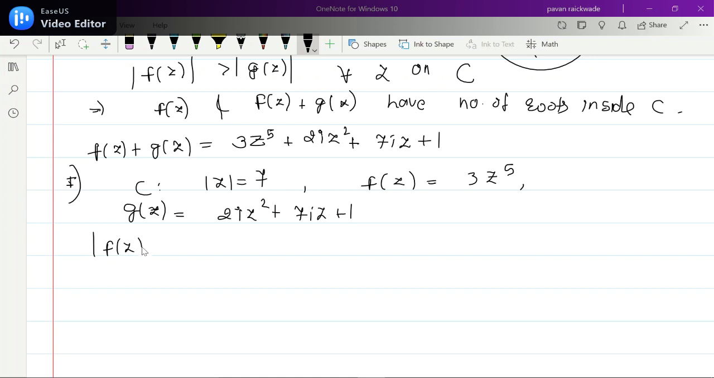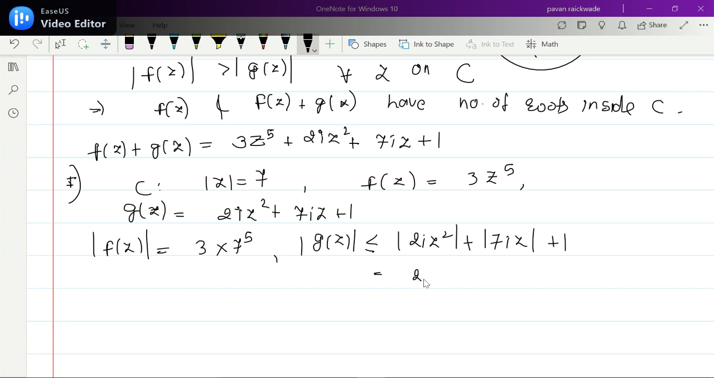What is the value of f(z) on C? The modulus is simply 3 times 7^5, correct? And what is the value of g(z)? Using the triangle inequality, |g(z)| is less than or equal to |2iz^2| plus |7iz + 1|. This is 2 times 7^2 + 7 times 7 + 1, which is 3 times 7^2 + 1, which is definitely strictly less than 3 times 7^5, right? So I am done.